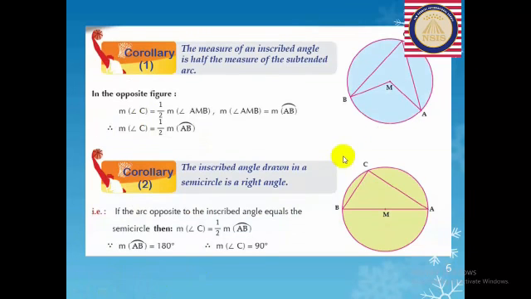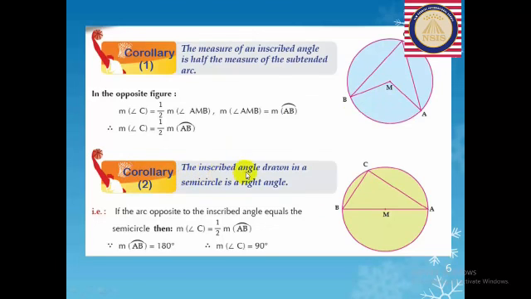Look here, I have two corollaries. The measure of an inscribed angle is half the measure of the subtended arc. So if he gives you AB as an arc, you can get the inscribed angle as half the arc, and the central angle is equal to the measure of the arc. Very good. Let's see the other corollary.